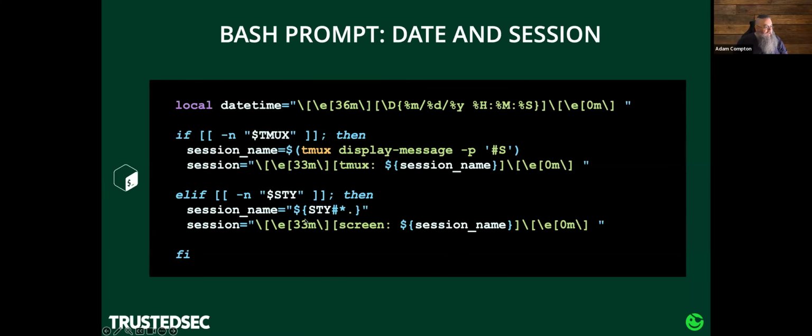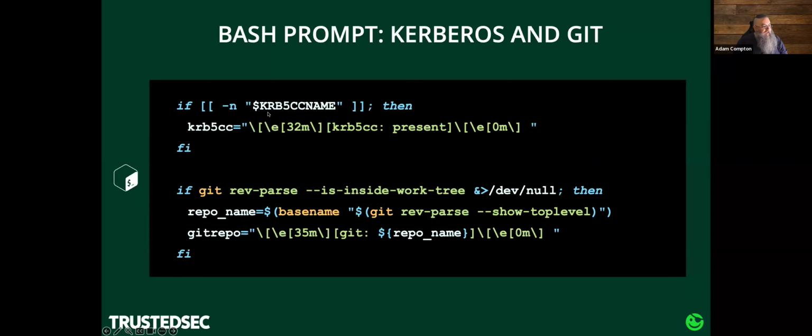Let me step back. So this one was if I'm in a tmux session, like I did before, I go ahead and set the session name in my prompt to be appropriate. If I'm in a screen session, same thing. If I see that KRB5CCNAME is exported, then I have a TGT ticket out there.